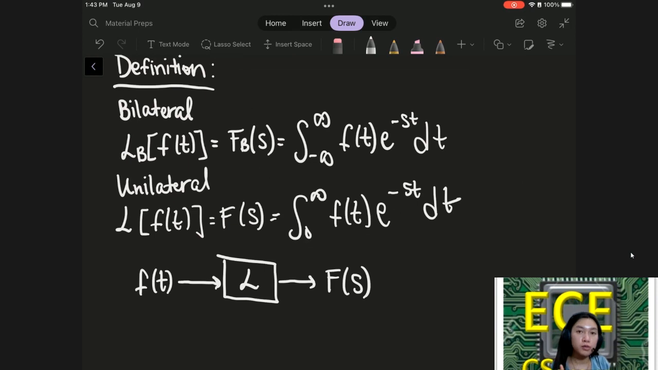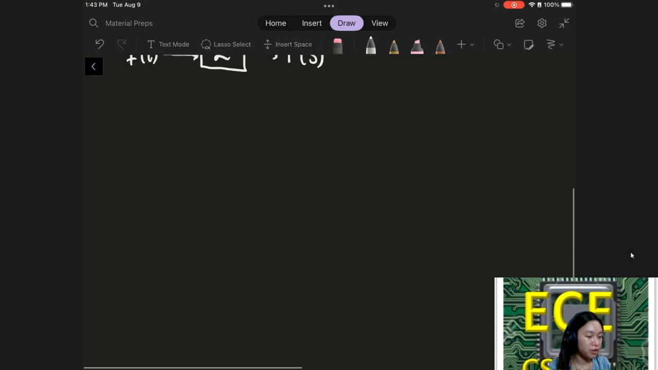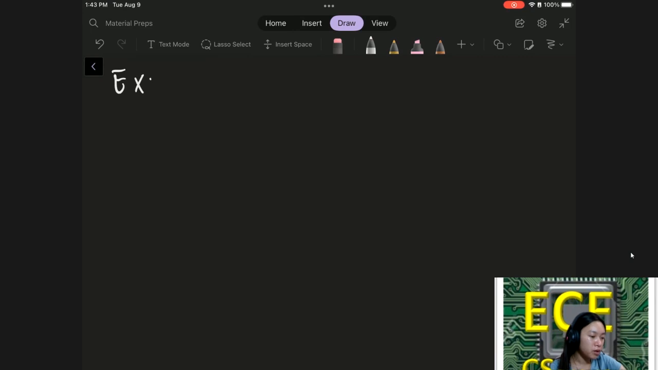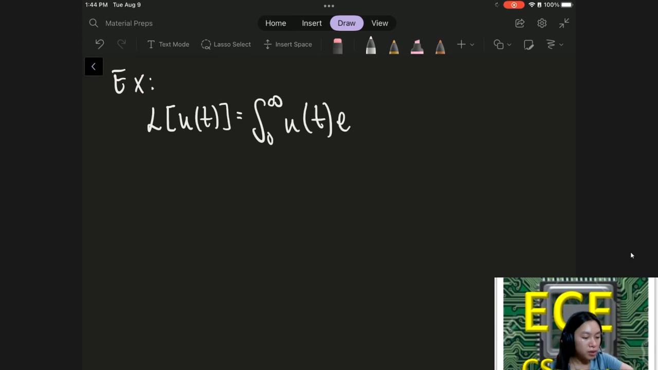So let's do an example of this. Let's find the Laplace of the unit step function, using the unilateral Laplace. So I'm doing the integral from 0 to infinity of u of t times e to the minus s t dt.